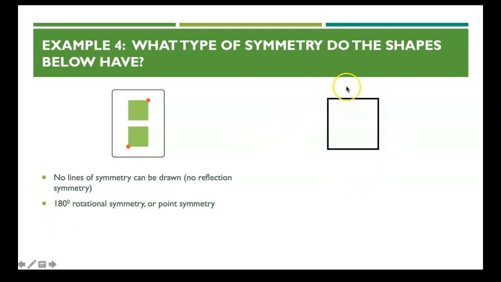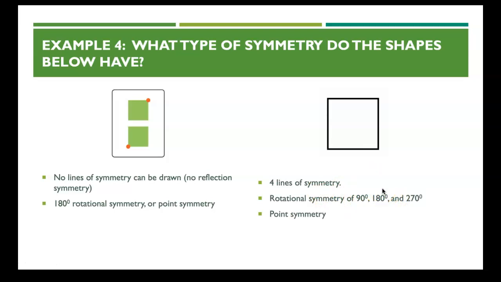Okay, how about this square? Lines of symmetry. It has 4 lines of symmetry. 1, 2, 3, 4. And rotational symmetry, 90 degree corners. If I turn it 90, turn it 180, turn it 270. Very similar to that little star that we did a few minutes ago. That would give us rotational symmetry because it has 180. It does have that point symmetry as well.